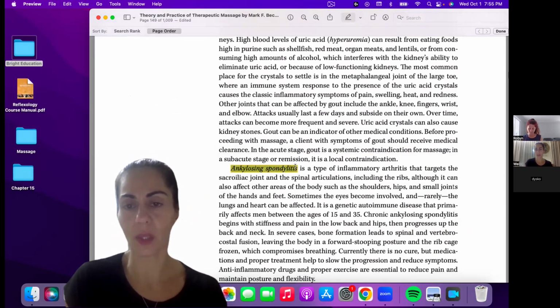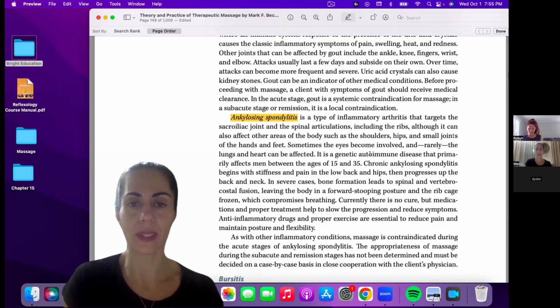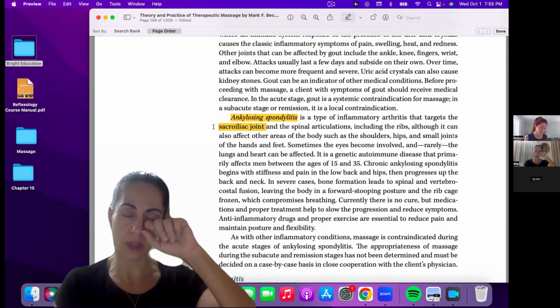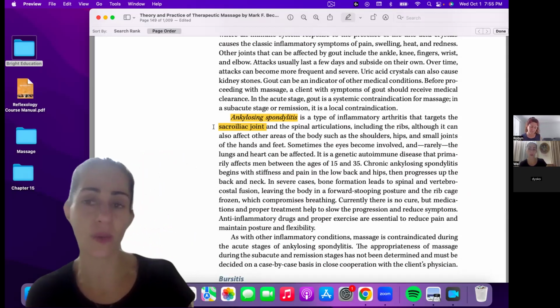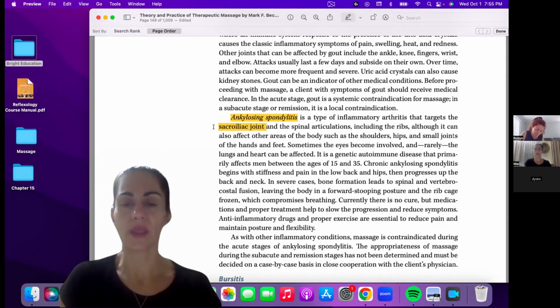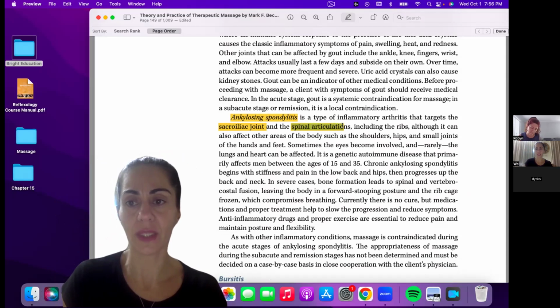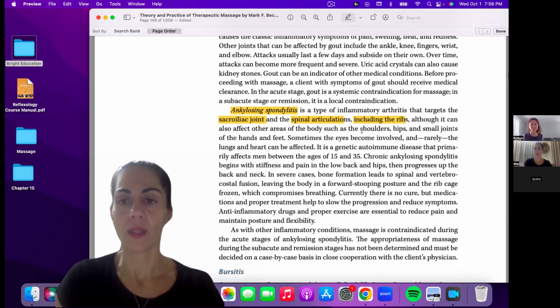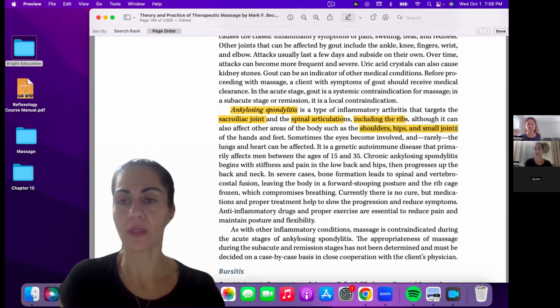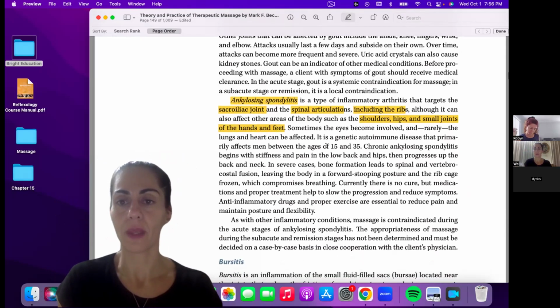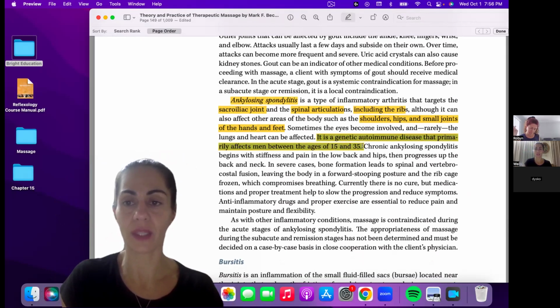Ankylosing spondylosis is a type of inflammatory arthritis that targets what? Yes, the sacroiliac joint. Sometimes when you hurt the sacroiliac joint, it's very hard for it to heal because it's made of fibrous connective tissue, and the spinal articulation, including the ribs as well, the shoulders, the hips, and the small joints of the hands and feet. So it can be everywhere. Unfortunately, it's a genetic autoimmune disease that primarily affects men between certain ages.